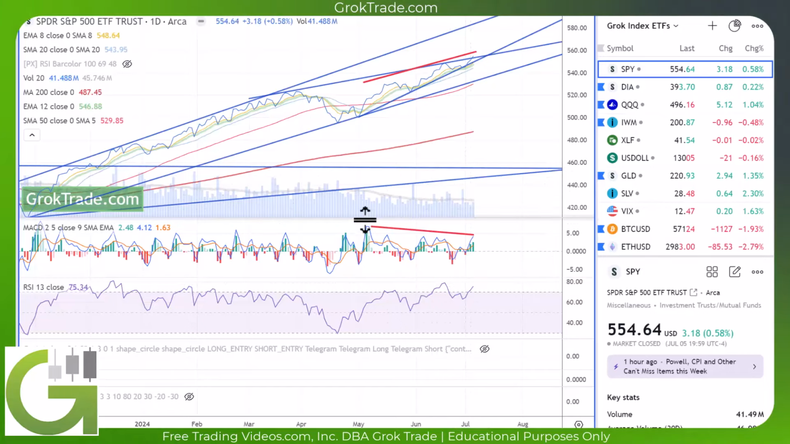The MACD, same way. We're making higher swing highs here. You can see the red line going up, but the red line is going down here. Lower swing highs on the MACD. In other words, bearish divergences on the big weekly charts.